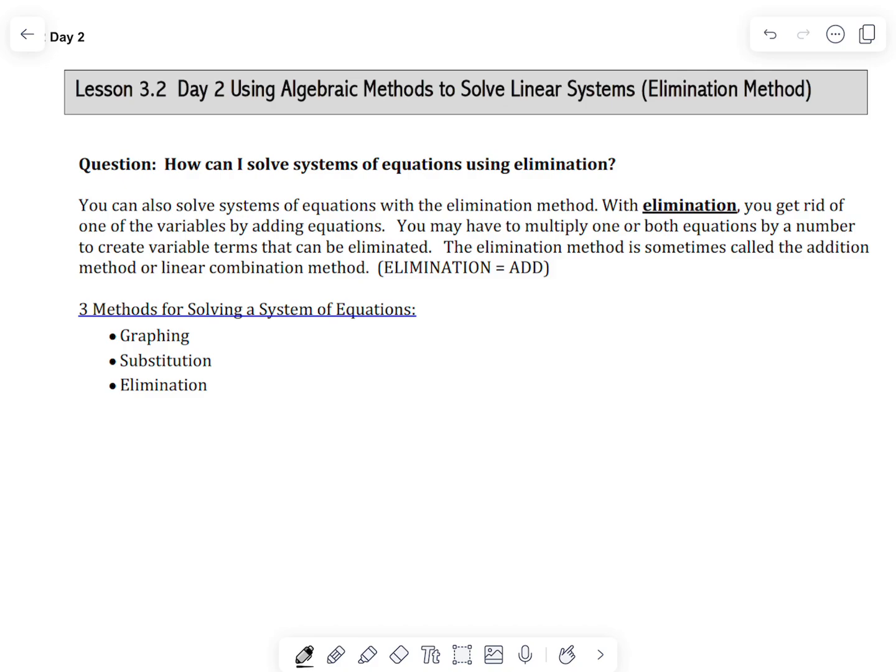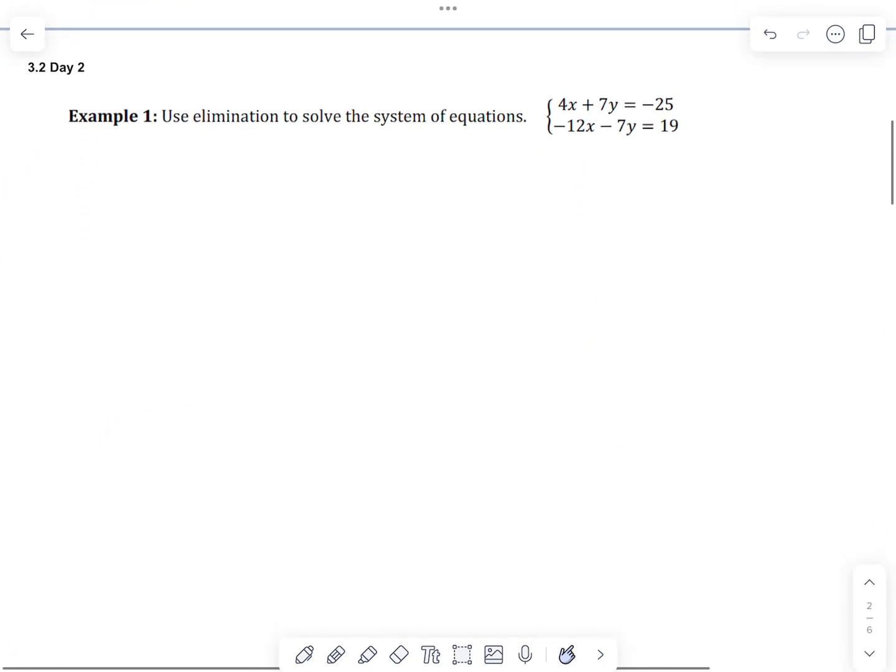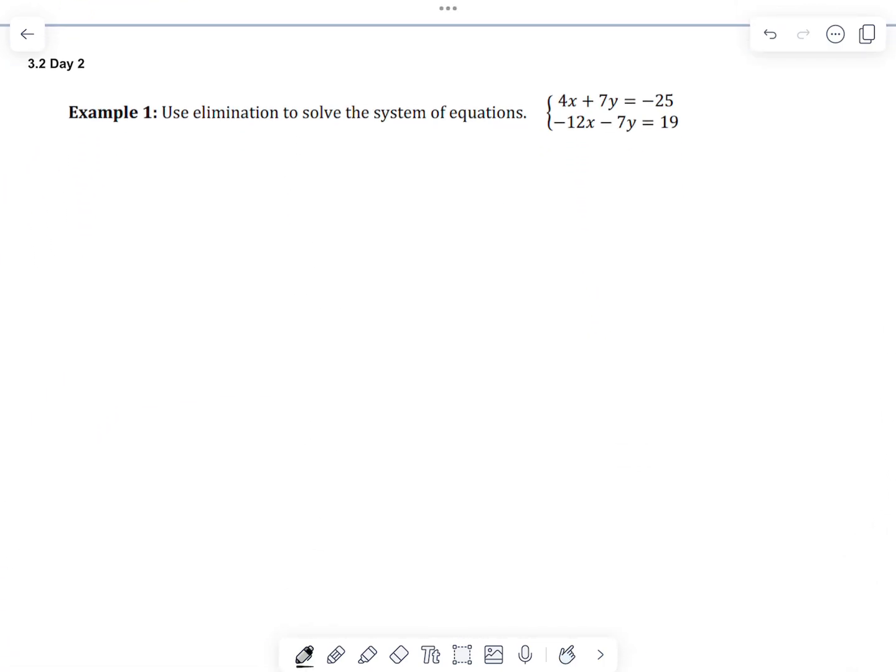So you can go ahead and pause and read this paragraph if you want. But the big thing I want you to know is we're going to want to make sure you add the equations together. Okay, let's go ahead to our first example.